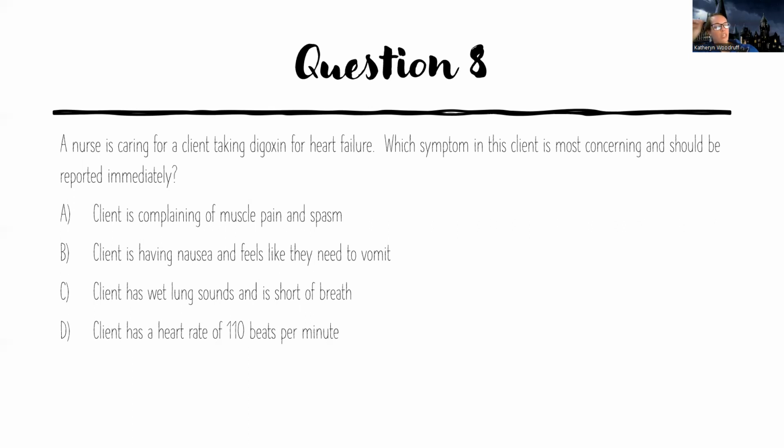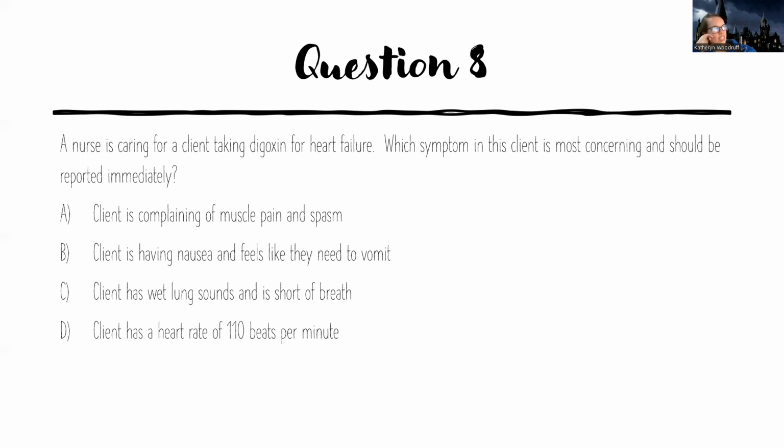So I'm taking digoxin for heart failure to increase my heart squeeze so that I can have better cardiac output. But I'm going to look here for my answers. If I remember anything about digoxin, it's toxic. So I always need to make sure I'm looking for signs of toxicity. That's probably what this question is asking. So, client is complaining of muscle pain and spasm. Well, I know that's a side effect or a problem with statins, like simvastatin, but I don't think it is a problem with digoxin. It's not a sign of toxicity, not one that I would be most concerned about.